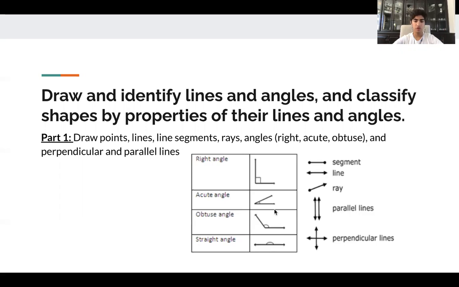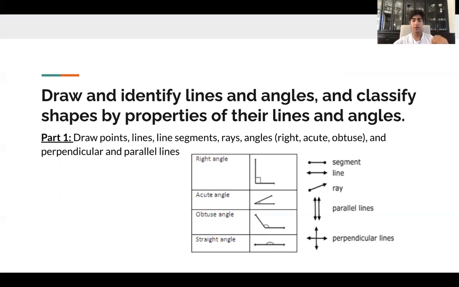Now, we also have to know how to make a segment. A segment is simply a line that has definitive ends. So it has points at either end, so it's a specific length. While a line has no end. It can continue going out forever, and that's why there are arrows there. A ray is kind of like a combination of a segment and a line. So it has a definitive start, but it has no end.